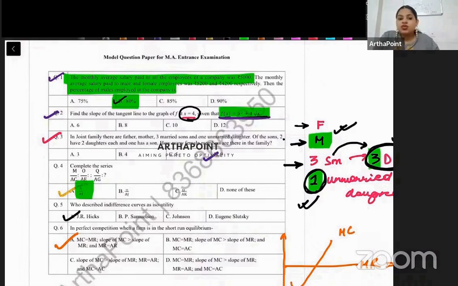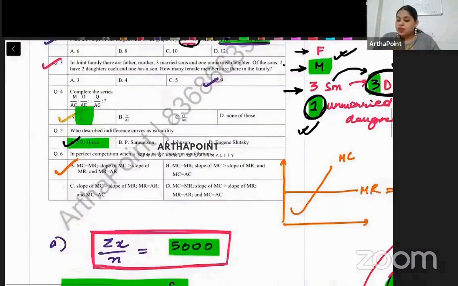So because I don't see Edgeworth anywhere here, I'm going to go with Hicks, because Hicks is the one who gave the concept of utility functions. Hicks and Allen. Okay, so the answer to this question will be Hicks, right? Okay, come to the next question.